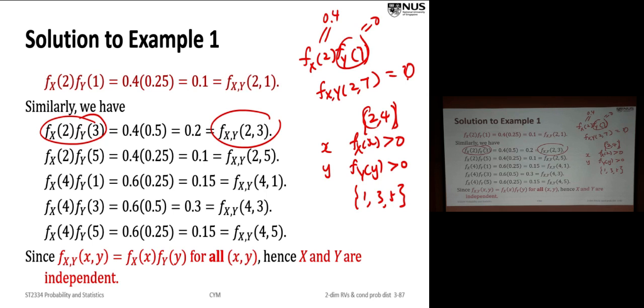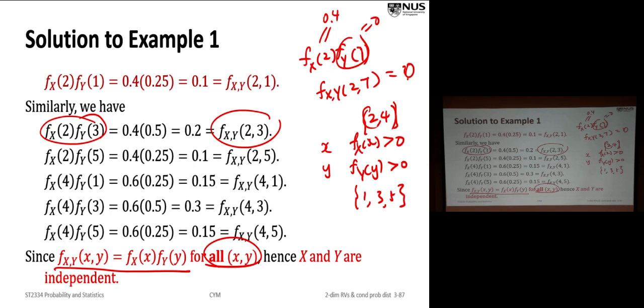2, 4 means 2 possible values for x. y has 3 possible values, so altogether it has 6 possible values. You have to check all these 6 possible values to check what? Check whether this statement is correct. The product of the marginals equal to the joint distribution for all x, y.